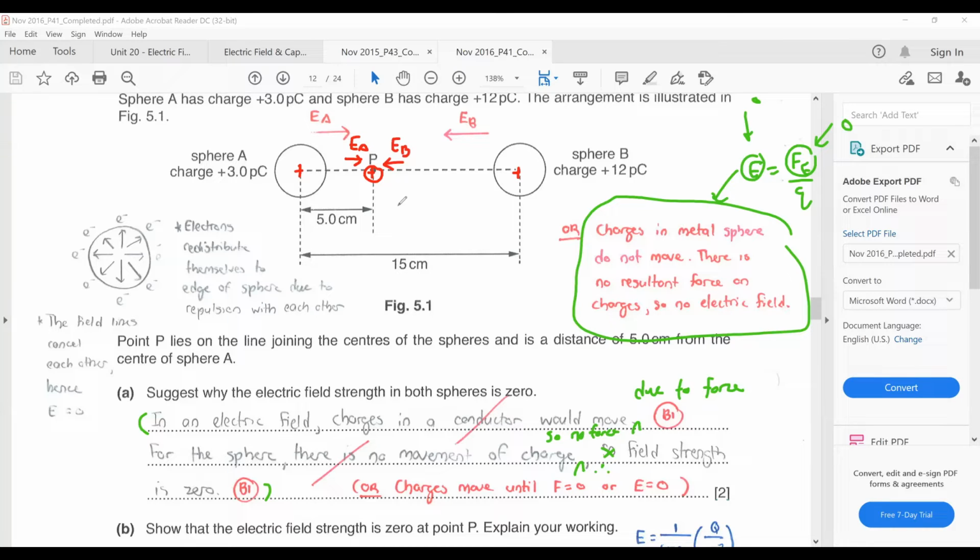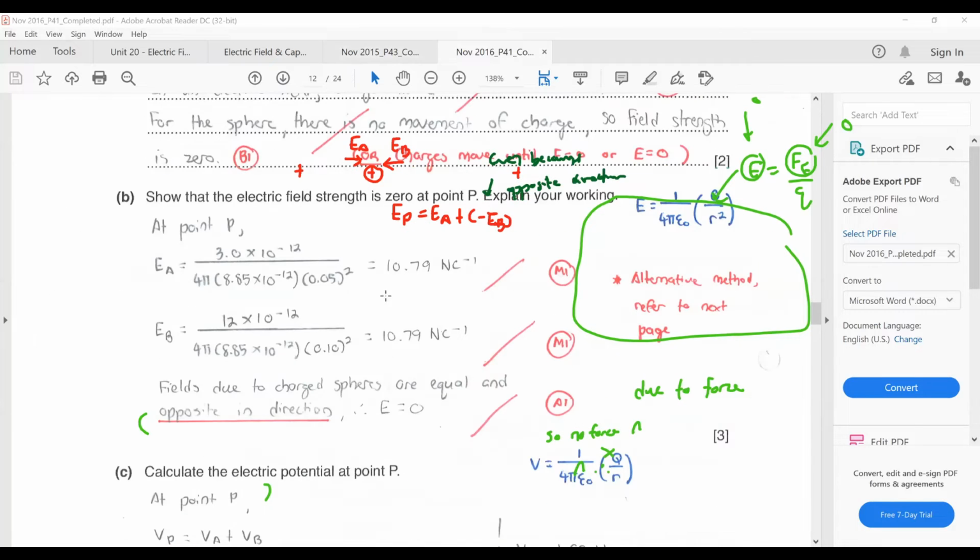So in my case, the field strength at P is actually EA plus negative EB. Why is this one negative? Because of the opposite direction. Alright, so what you can do now is you just do something like this, where you find out the field strength at point P, find out the field strength due to A, find out the field strength due to B, and then after that you just say that the fields are opposite in direction, therefore E is 0.